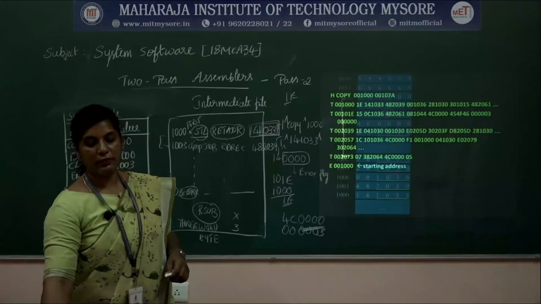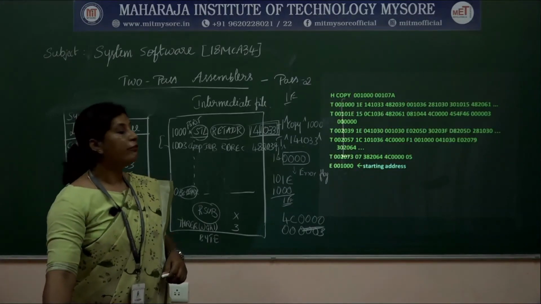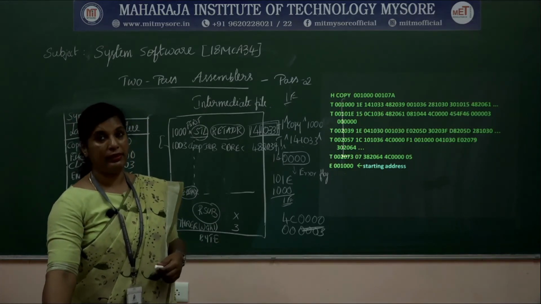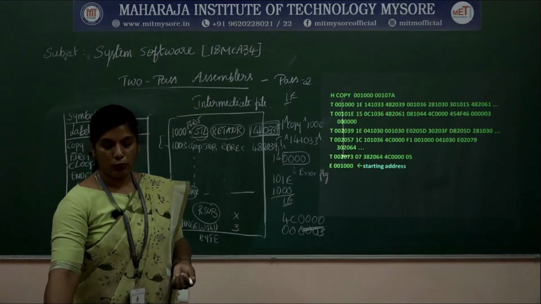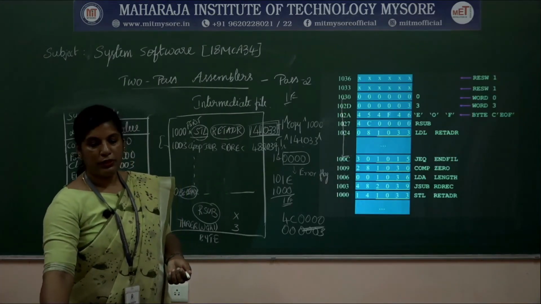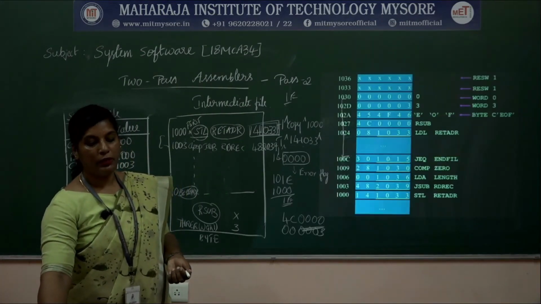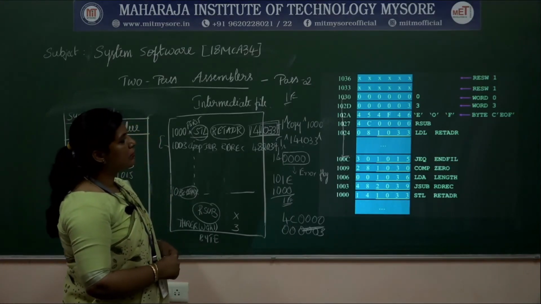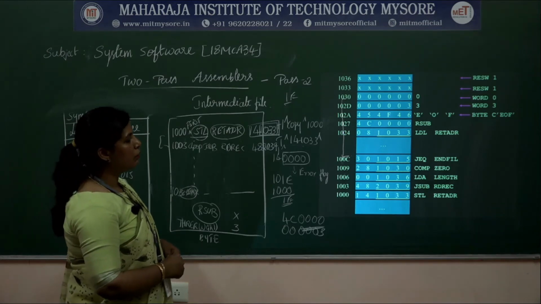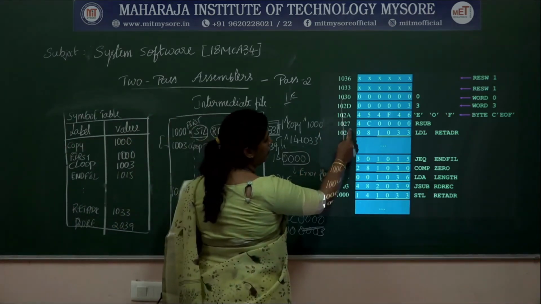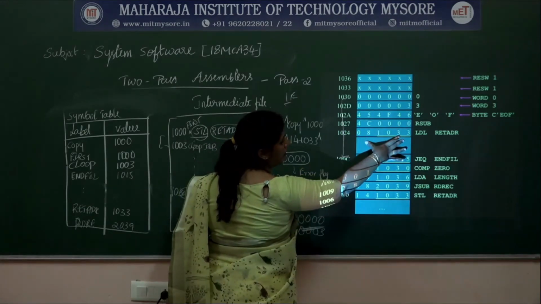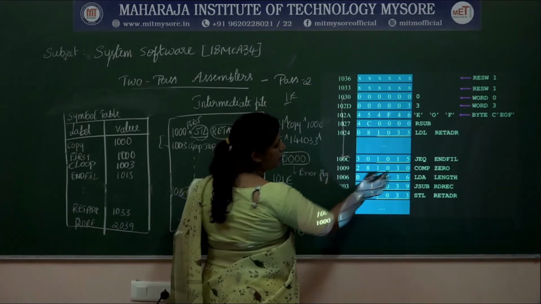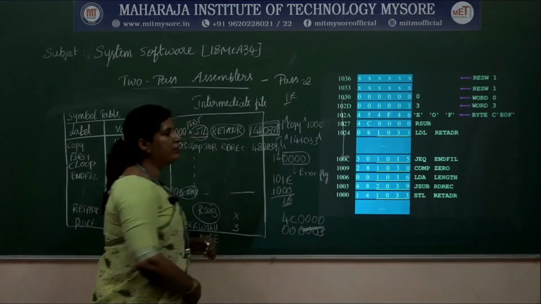If that text record is not enough to fit the code, then the next text record is initialized and the code is stored there. This is how the memory locations are shown: at memory locations 1036, 1033, 1030, 102D, 102A, 1027, the object code is generated and loaded. This is the example program we have taken.